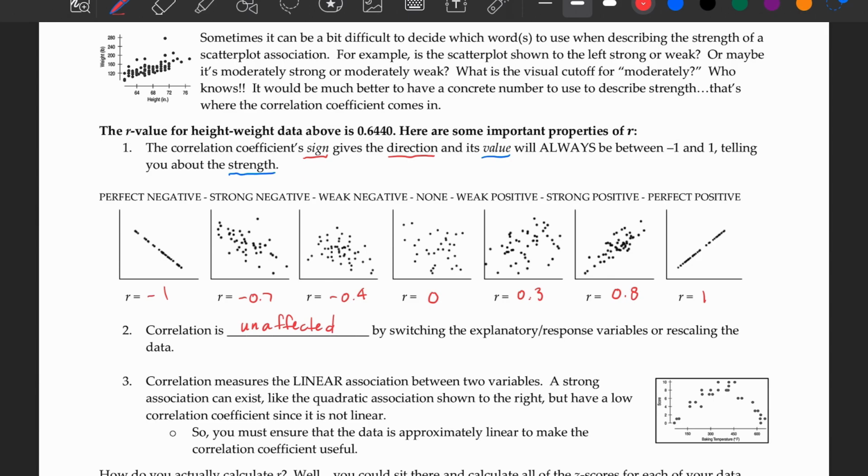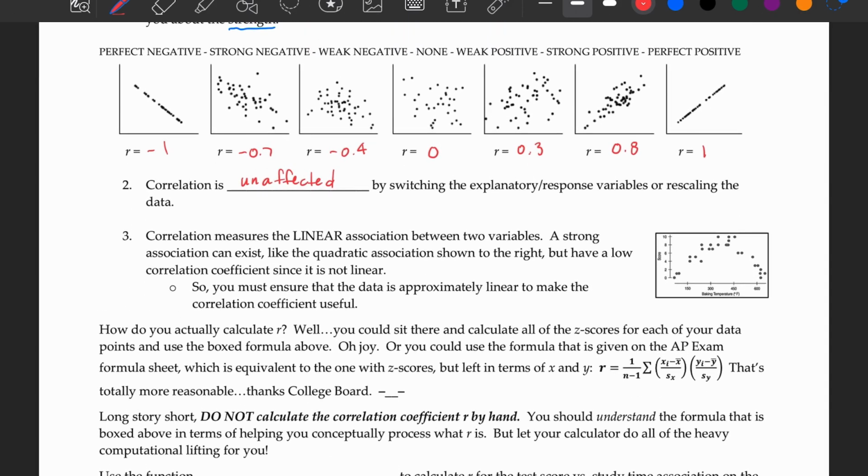Rescaling, transforming your data, doesn't change anything. So keep that in mind. An MCQ problem is definitely going to probably pop up for you at some point where that will be part of it, saying like, oh, we're going to swap this, or tell me something you know about R, and it's going to be about how rescaling it does nothing or switching does nothing.